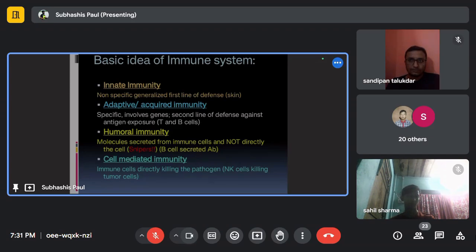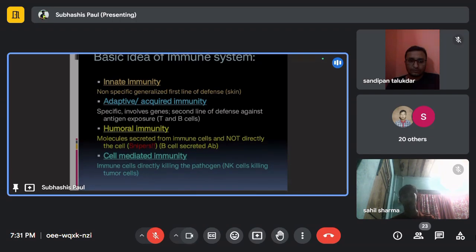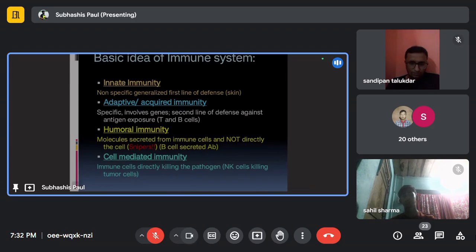The immune cells will have to produce cytokines, interferons, and so many other things. So the production of the proteins and all those things will need the genetic rearrangement or the inactivation or activation of the genes. Now, the adaptive immune system has got two major domains.